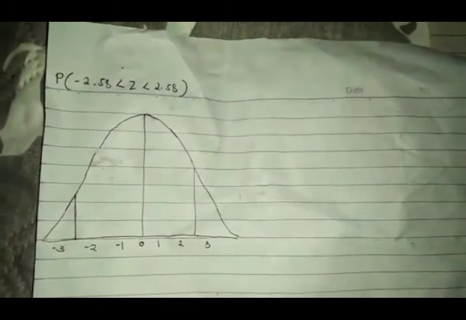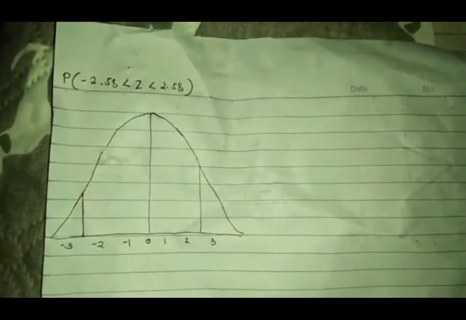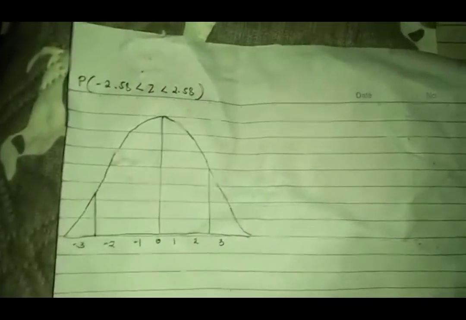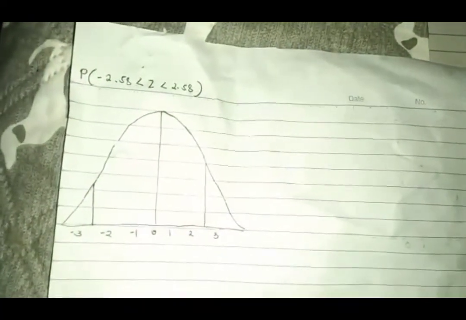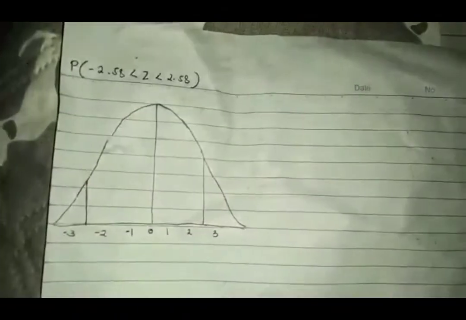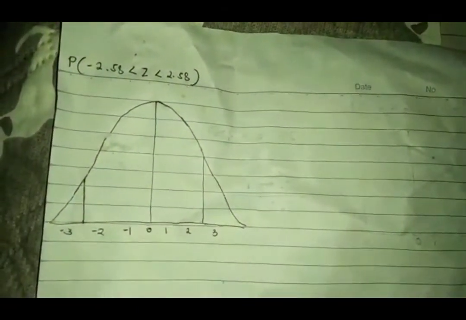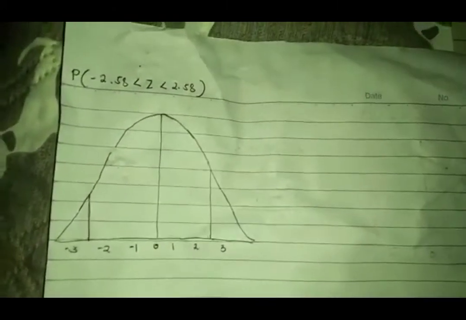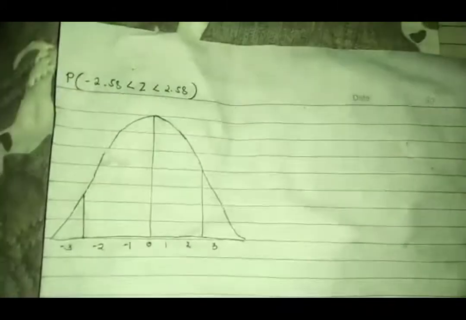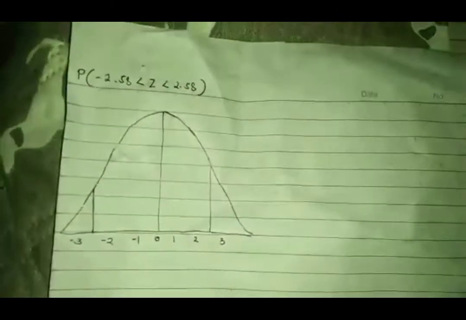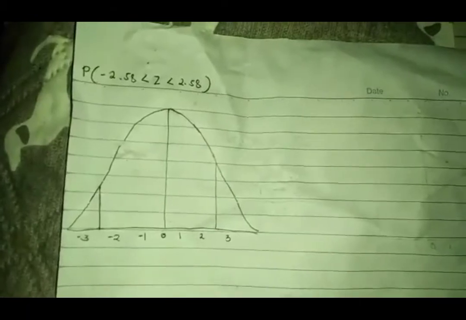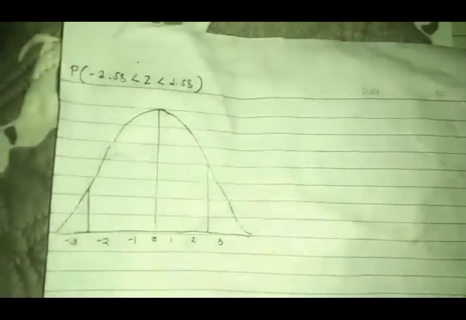Hi guys, this is Angel Rose Ortiz and I will be adding more examples in calculating the area by using the table of areas under the normal curve. So the first example is P, open parenthesis, negative 2.58 less than the standard normal score, less than positive 2.58, close parenthesis. First we will draw a normal curve, then label it. The mean is 0. On the left side is negative 1, negative 2, and negative 3. And on the right, positive 1, positive 2, and positive 3.